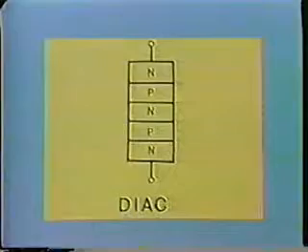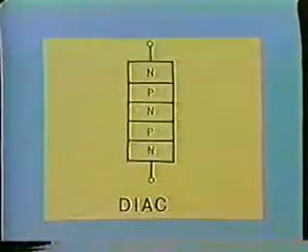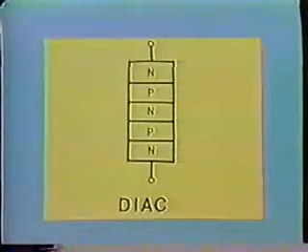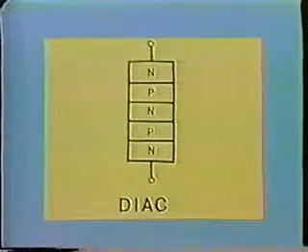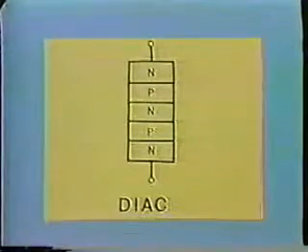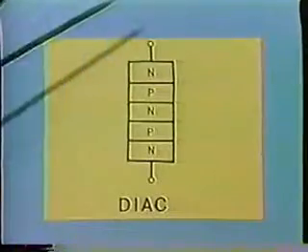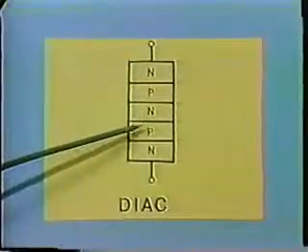Now let's turn our attention to the diac. The letters in the word diac may have originally stood for diodes and AC current, but if so, that distinction has been lost with usage. Today, diac and triac are pronounced as words, and the letters don't really stand for anything.